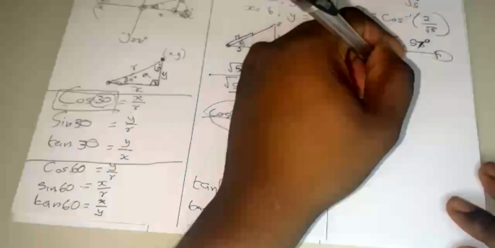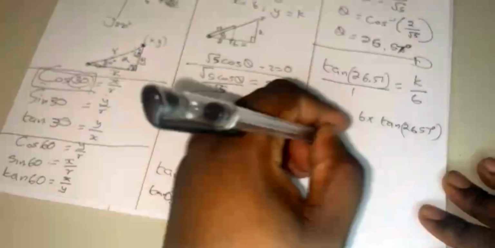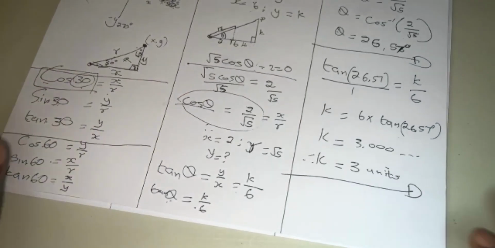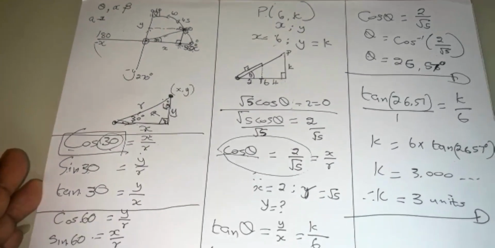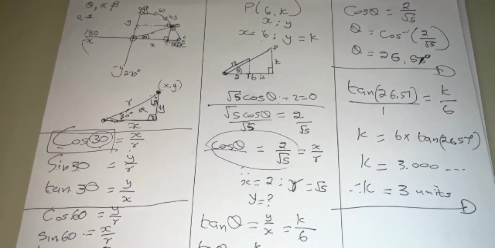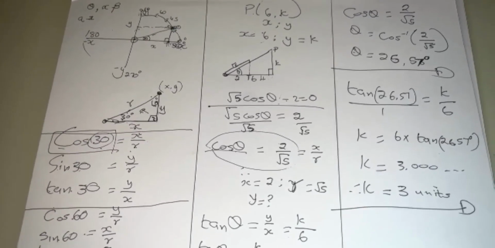tan 26,57 is equal to k over 6. Simple mathematics. So we cross multiply. When you cross multiply, we will have k is equal to 6 multiplied by tan 26,57. So when you punch this on a calculator, k is equal to 3,000 numbers going further. Then therefore k is equal to 3 units. Then you are done. That's the value of k you are looking for. Then you are done with the question and you have used all the principles. Let me just leave it here for just a minute.